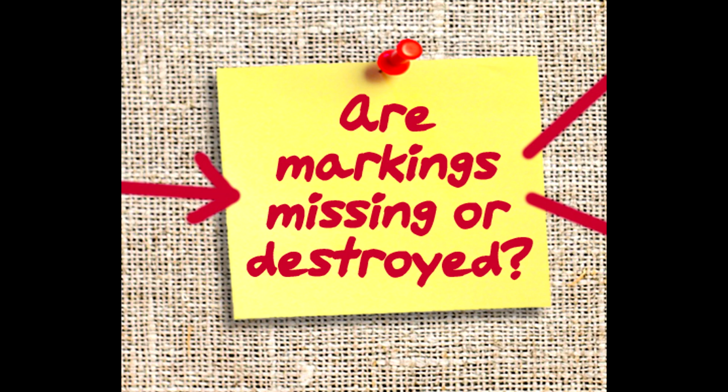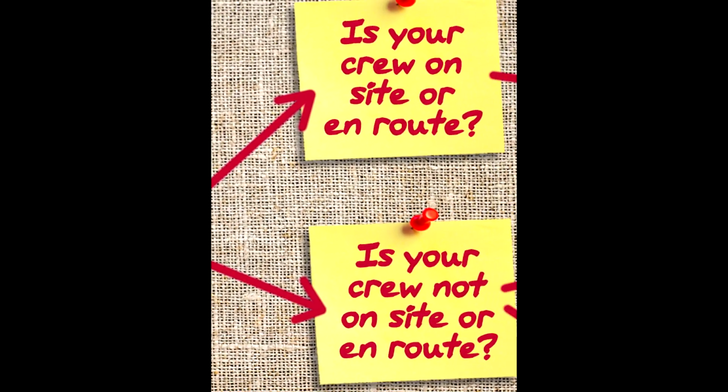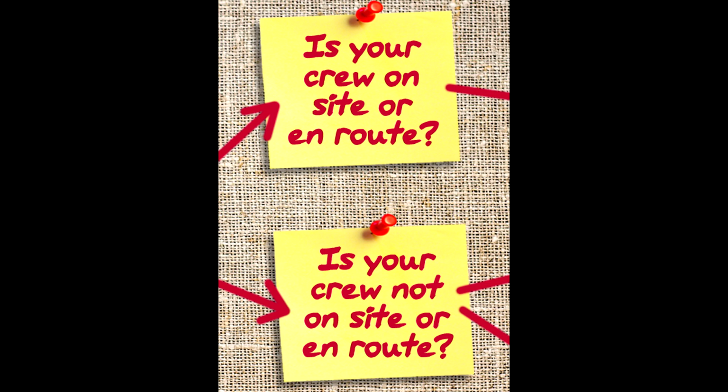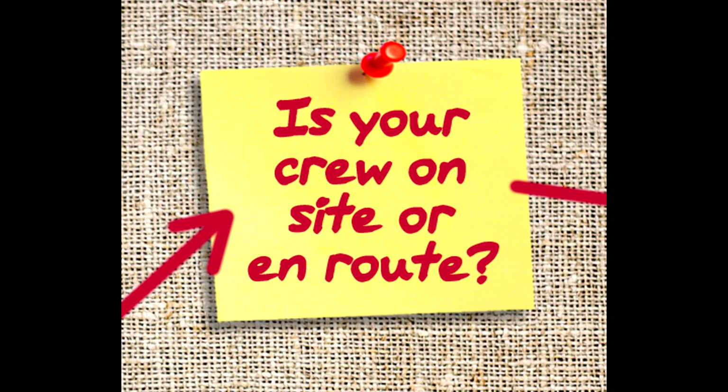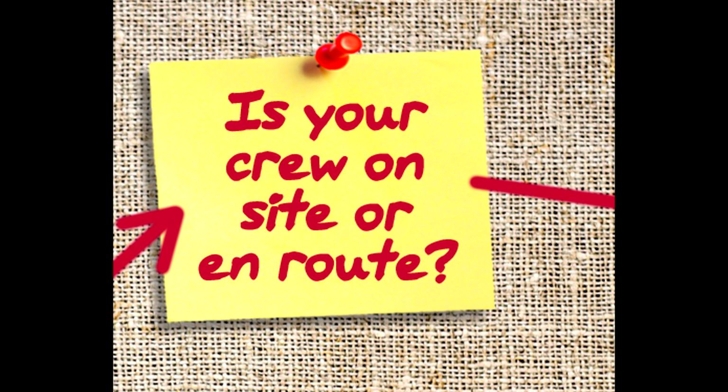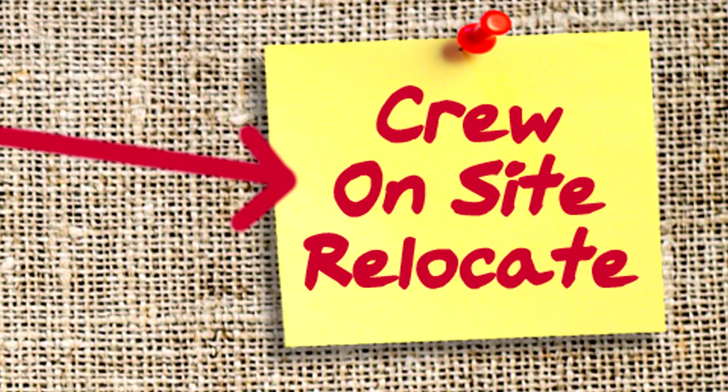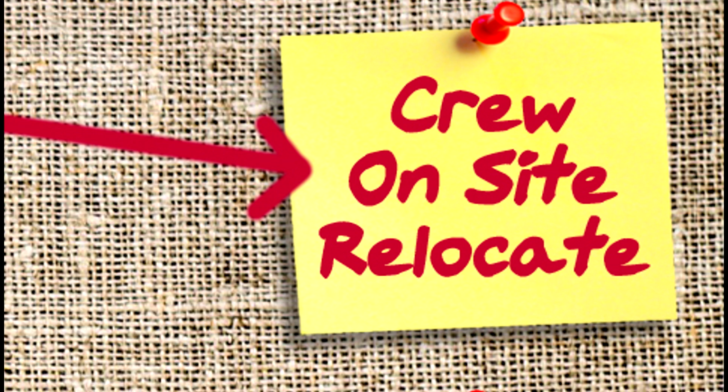If your markings are missing or destroyed, then you ask yourself a couple of other questions. Is your crew on site or en route to that site? Or is your crew not on site and not going to be getting out there anytime soon? If your crew is currently on site waiting or is on their way to begin working, then you can utilize what's called the crew on site relocate. That relocate has the same response time as a no-show relocate. It means the utilities have typically 1 hour to either locate their facilities or call you and let you know when they can actually get out there and relocate those facilities. And again, typically they should be out there no later than 3 to 4 hours from that time period.